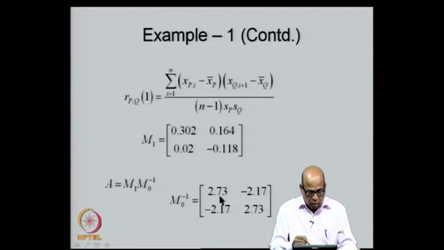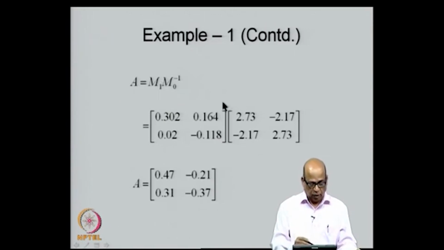M 1 is given, M naught inverse is given, therefore, you can get A. A is M 1 M naught inverse, and therefore, you get A equal to 0.47, minus 0.21, 0.31, minus 0.37.